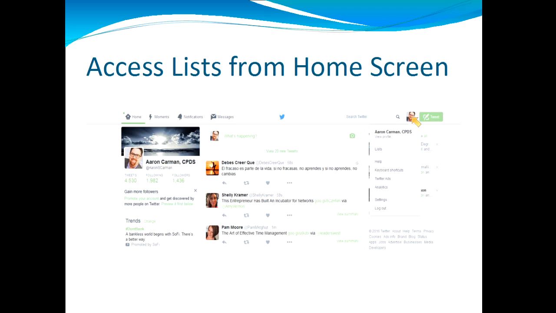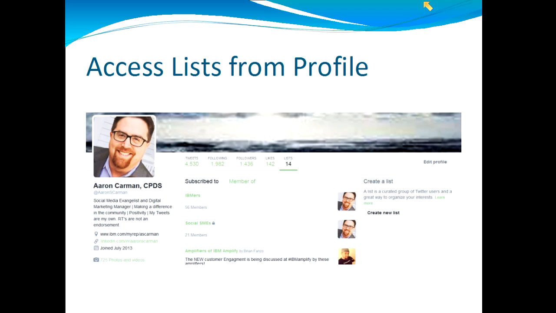If you go through your home screen right here, this is your profile page. If you click on your profile icon in the top right, you can then access your list through that function right there. Or if you click on your actual profile, you'll see in the top toolbar right across the top, you have your tweets, all the folks that you're following, all of your followers, and then you have your list right here. So if you were to click on list, it would pull up all the lists that you have currently, both from your creation standpoint, or if somebody has added you to a list, you will see all of those displayed right here in this section.